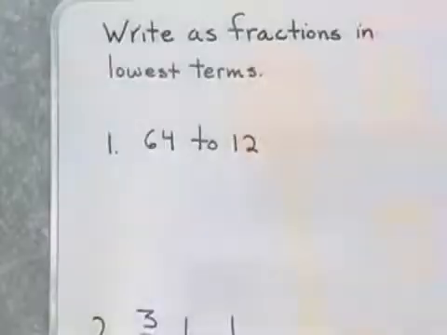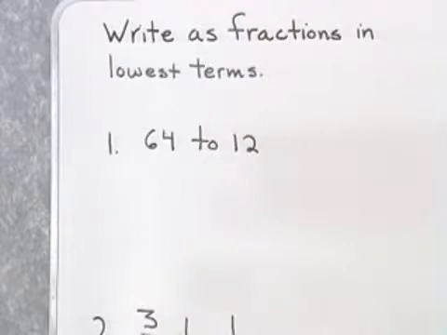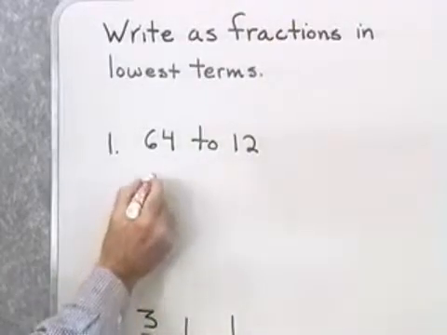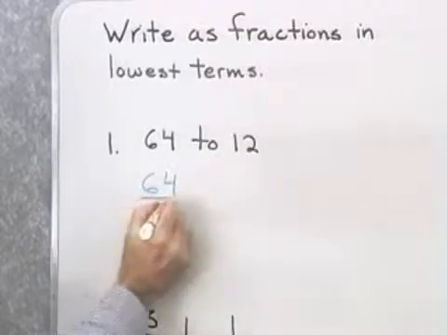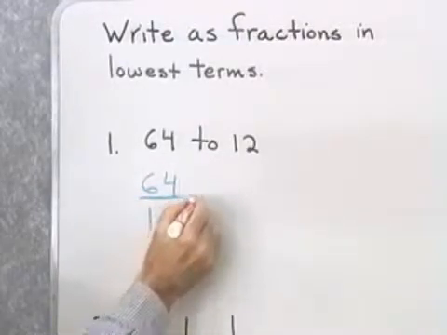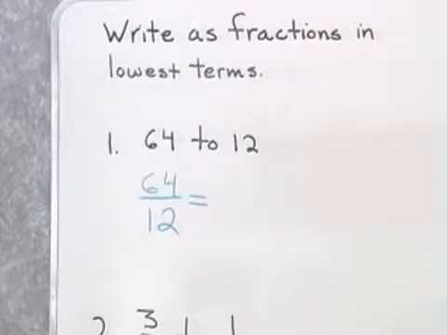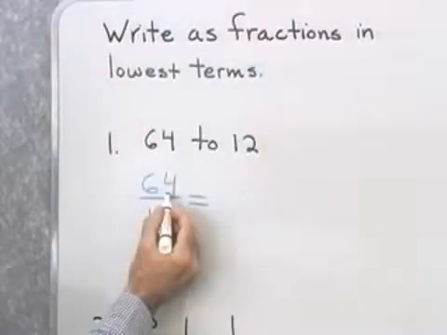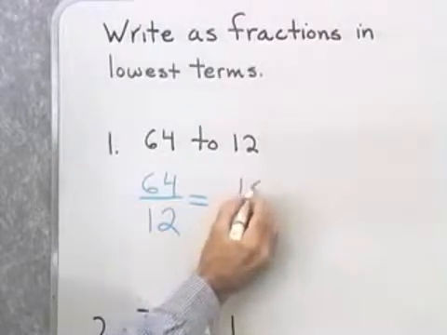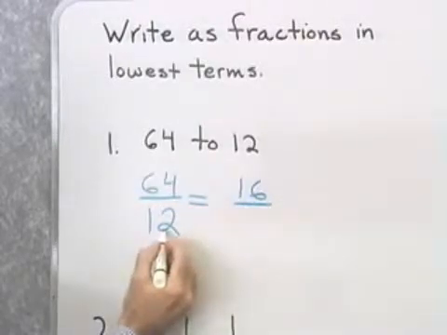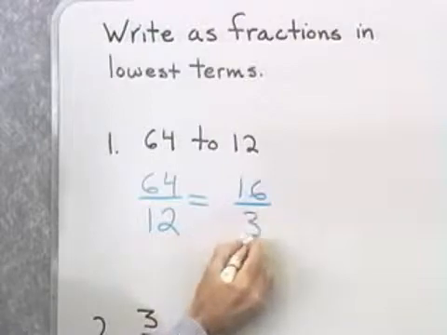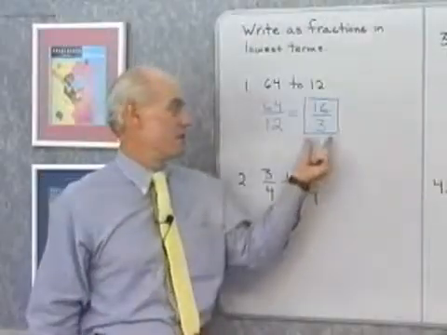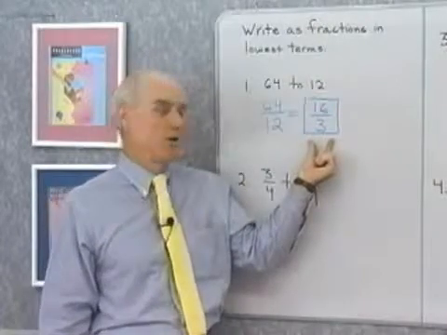them to fractions. Problem number 1, we have 64 to 12, and I want to write this ratio as a fraction in lowest terms. So 64 is in the numerator, 12 is in the denominator, and then I simply have to reduce this to lowest terms. So let's see, I'll divide this numerator by 4, and I get 16, and I'll divide the denominator by 4, and I end up with 3. So the ratio of 64 to 12 is the same as the fraction 16/3 in lowest terms.